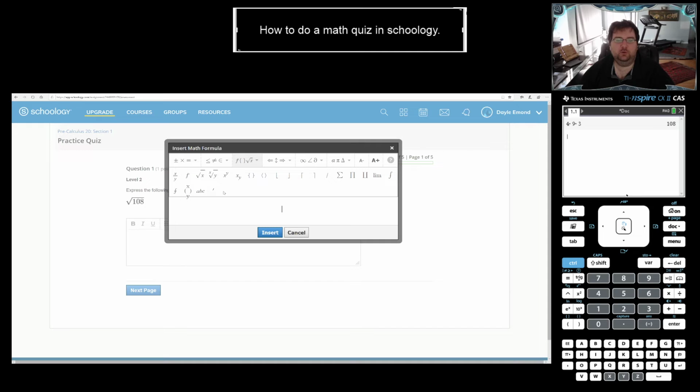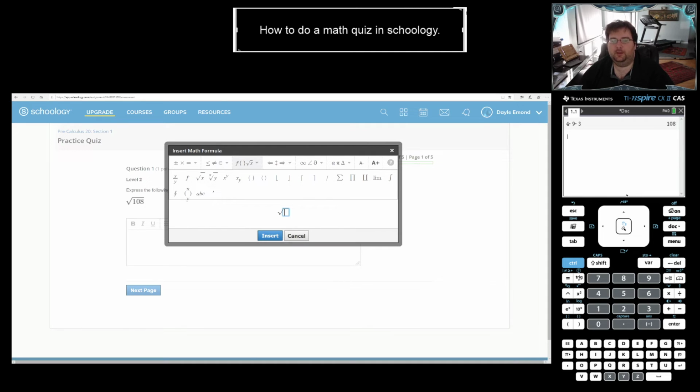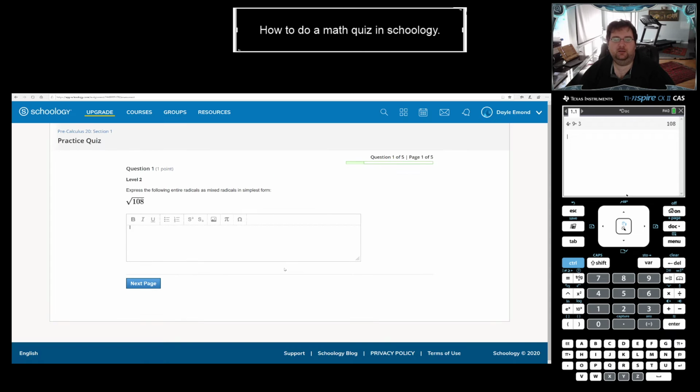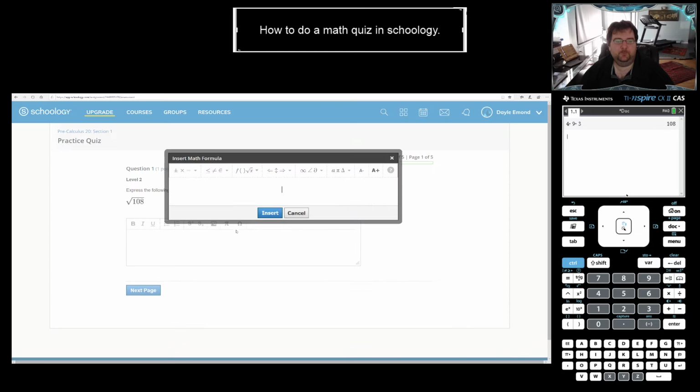We want the square root of 108. Well, I'm just going to do a square root. And then here I'm going to do 4 multiplied by 9 multiplied by 3, which is me breaking down 108. So this is my step 1. My step 2, I'm going to go back into equation.